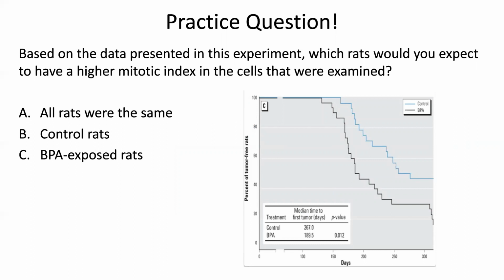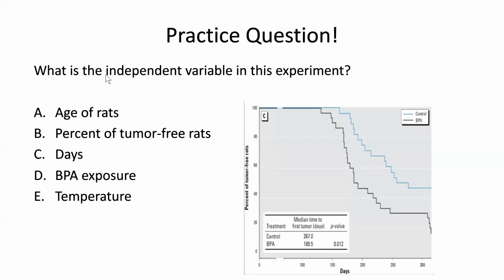Based on the data presented in this experiment, which rats would you expect to have a higher mitotic index? The rats with more tumors, the BPA exposed rats, would have a higher mitotic index. What is the independent variable in this experiment? The independent variable is the thing that you change, and we change BPA exposure.